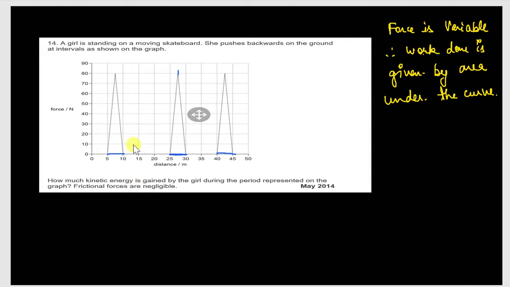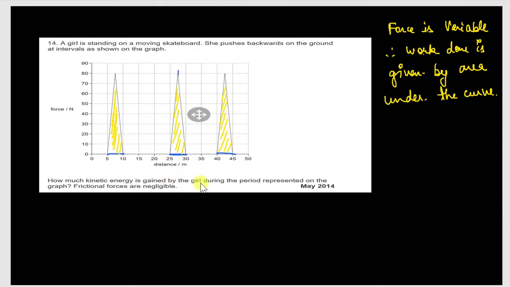When the force is constant, we simply say work done is force into distance. But if the force is variable, we can't just apply force into distance. We have to apply work done is area under the curve. And now how much will be the area under the curve? One is this portion, then we have another peak, and then we have another peak. So basically we just need to find the area of these 3 peaks.